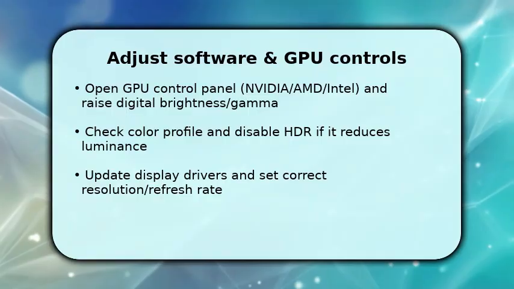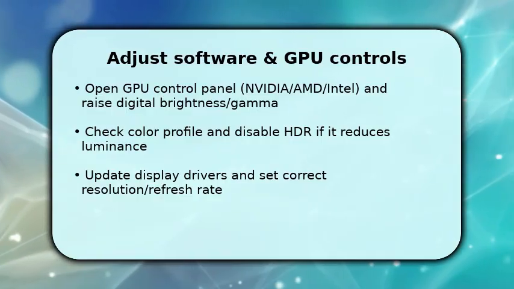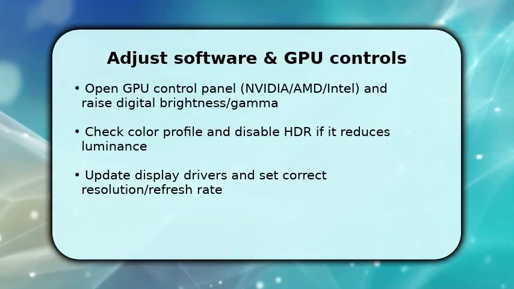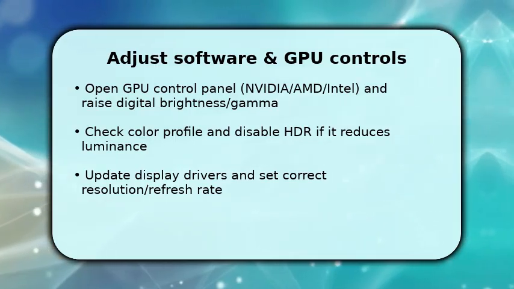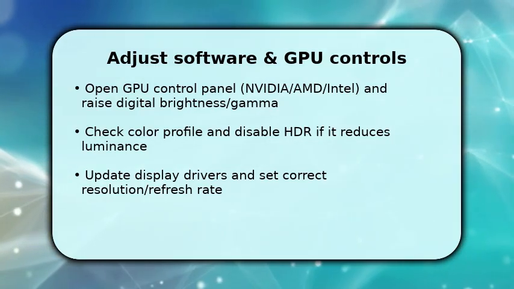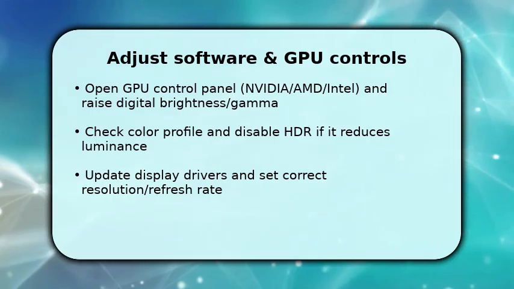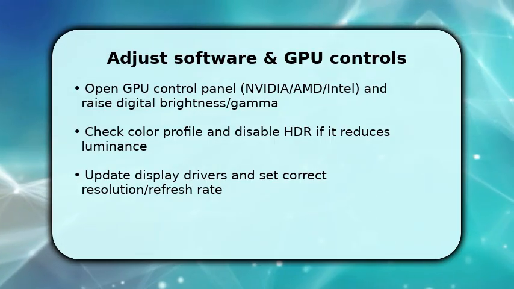Now you dive into software. Open your GPU control panel and adjust brightness, gamma, and digital vibrance to push overall luminance without overdriving the panel. Make sure the active color profile matches the display. An incorrect ICC can clamp output.